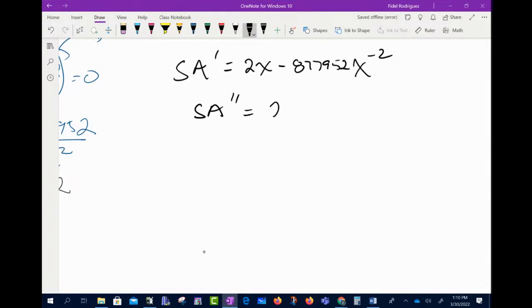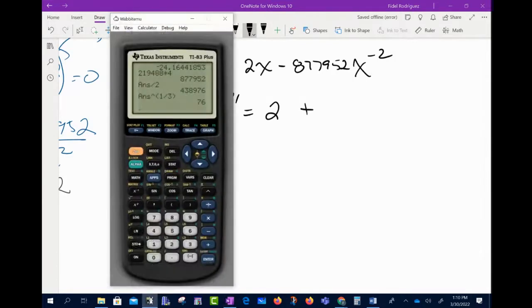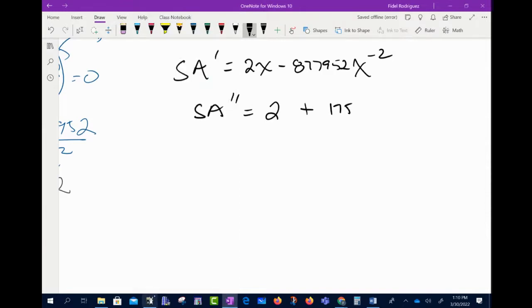So if we were to find the second derivative, y'all agree that'd be a 2. And then this is going to be a plus 877,952 times 2, which is 1,755,904, over x to what power now? X to the 3 on the bottom, right?